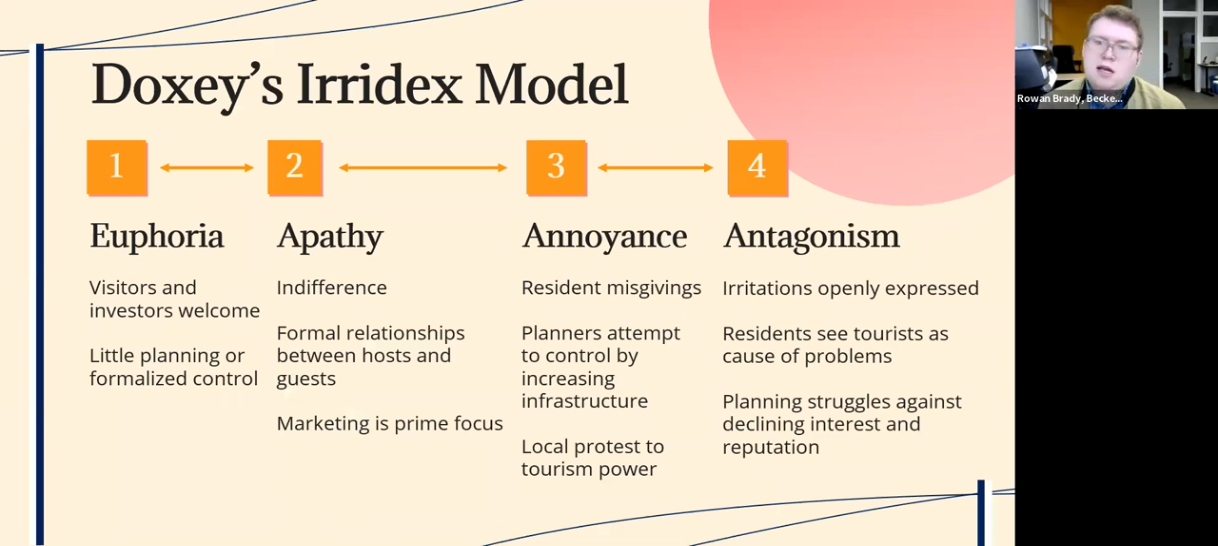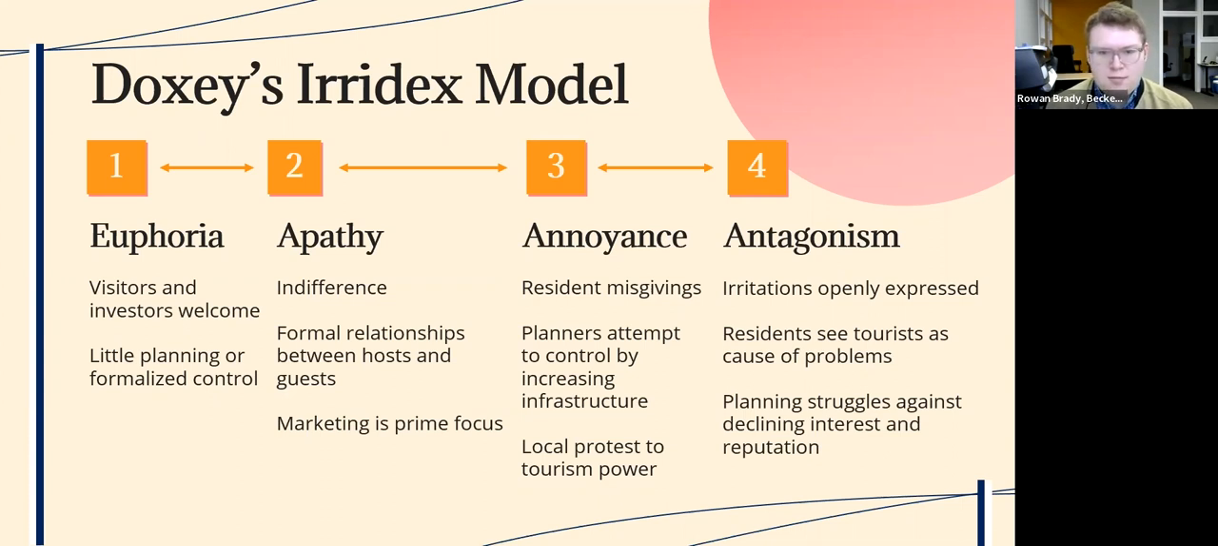Irridex creator Doxey is a tourism scholar, and in 1975, he outlined a timeline for visitor-host relationships. This model attempts to capture the stages of how residents feel about tourism and the development of the tourism industry. So the first stage is euphoria, where the visiting destination is a euphoric experience for visitors and the local community welcomes the arrival of visitors and the investment they bring. At this point, there's little planning over the direction of tourism and little to no interaction between tourists and locals. The second stage is apathy and is often referred to as the neutral stage.